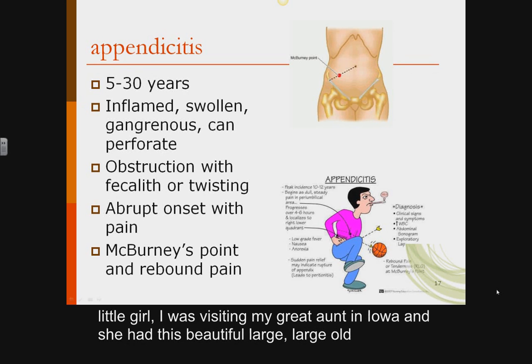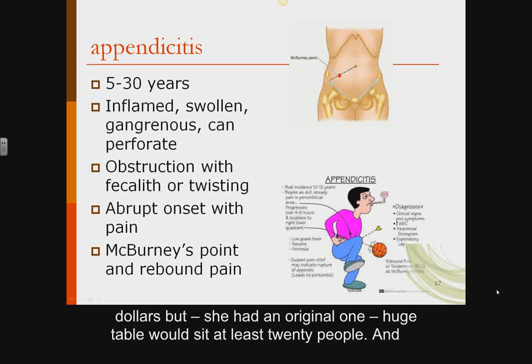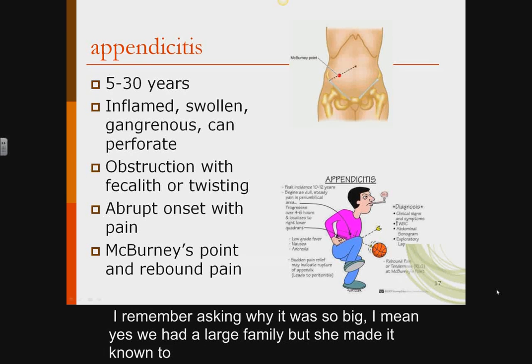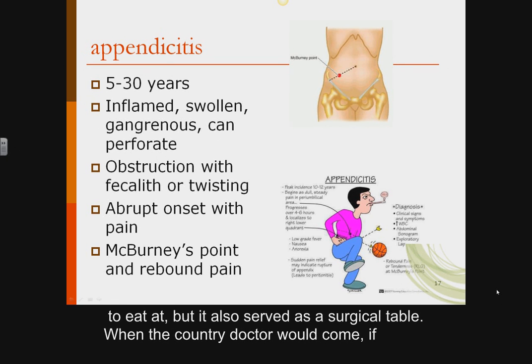Back when I was a little girl, I was visiting my great aunt in Iowa, and she had this beautiful, large old farmhouse dining room table. You know, now they sell them in Pottery Barn for $1 gazillion, but she had an original one, a huge table, and it would sit at least 20 people. And I remember asking why it was so big. And, yeah, we had a huge family, but she made it known to me that back in the old days, having a big dining room table wasn't just for the big families to eat at.